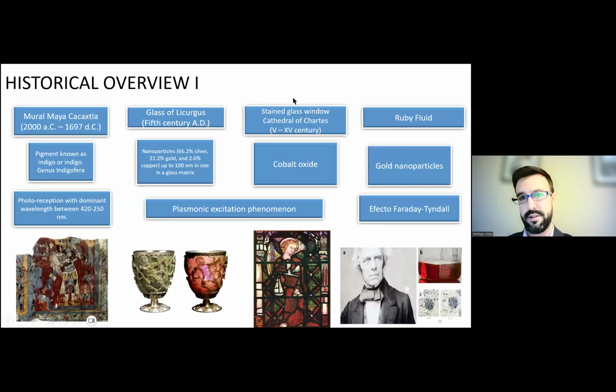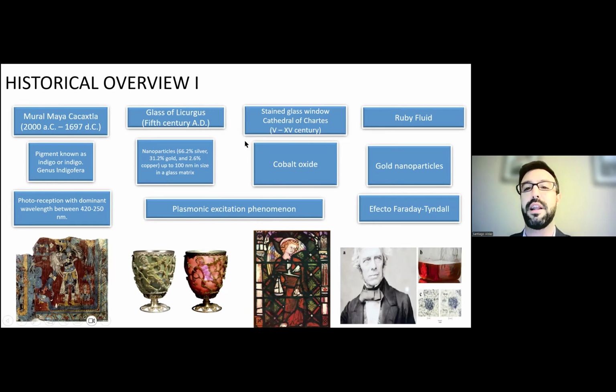Let's make a really short historical overview, because sometimes it is thought that nanomaterials are new or novel elements, but they have been with us through the history of human beings. One of the first examples is the Mayan mural of the city of Catzla. Scientists discovered a pigment known as indigo from genus Indigofera, thanks to the impact of a light beam with dominant wavelength between 420 to 250 nanometers.